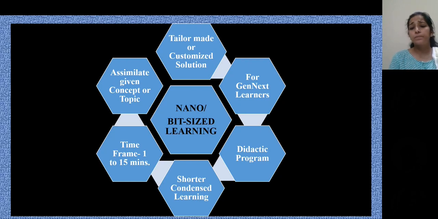Then when we are making a nano learning capsule, we are taking a particular concept, a particular topic. That means we are not giving all the information in that 15 minutes. We will take one topic, one learning objective, maximum 3 learning objectives at a time to give that knowledge to the learner. Next.